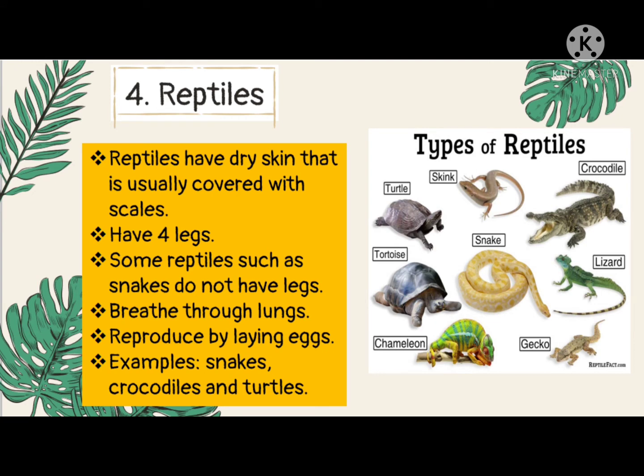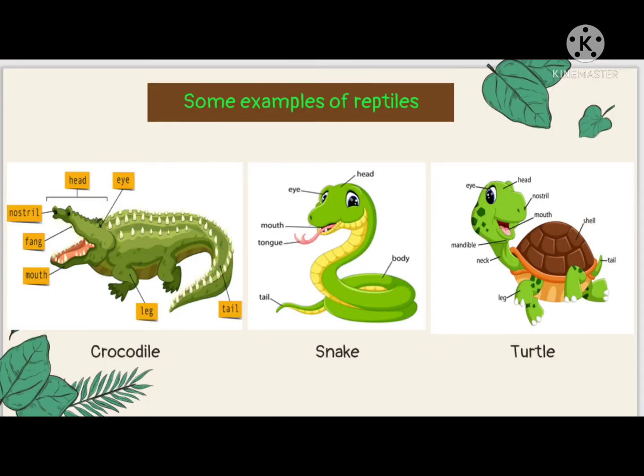4. Reptiles. Reptiles have dry skin that is usually covered with scales, and have 4 legs. Some reptiles, such as snakes, do not have legs. They breathe through lungs and reproduce by laying eggs. For example, snakes, crocodiles, and turtles, and many more. Some examples of reptiles and body parts.